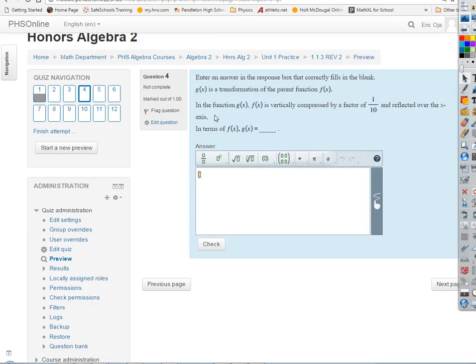So what if we start with the function f of x and we want to vertically compress by a factor of 1/10 and reflect over the x-axis? Well, I got to do two things then. I'm going to multiply the function by -1 and by 1/10. So we'll get negative 1/10. The negative is to reflect over the x-axis and the 1/10 is to vertically compress. We'll multiply f of x by both of those at the same time.